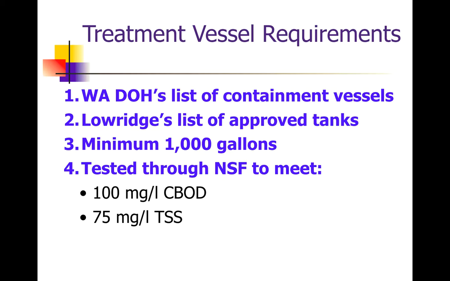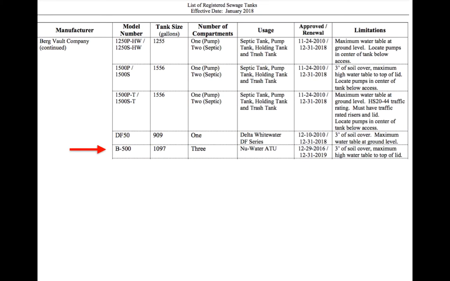But it's important that whatever treatment tank is selected has been tested through NSF and demonstrates, through a standard 40 test, that it will meet at least 100 milligrams per liter CBOD and 75 milligrams per liter TSS. Turns out, in order for that to happen, you're going to need a treatment device, for instance, a Newater B500, which has a volume of 1,097 gallons, would meet that criteria.